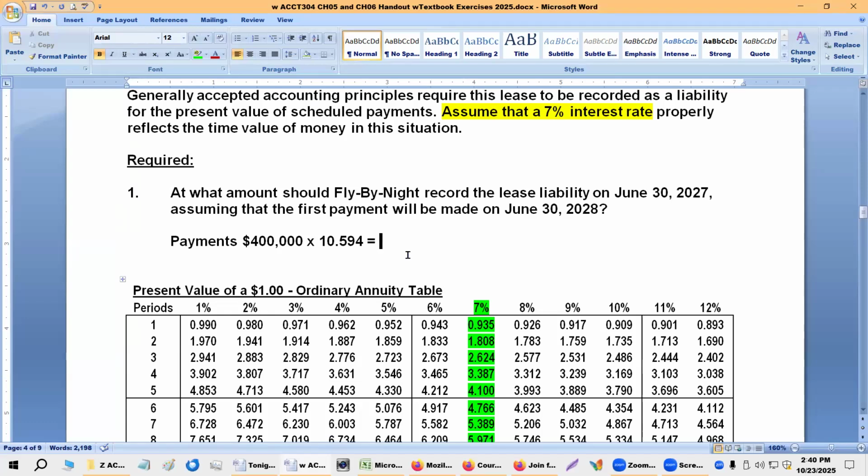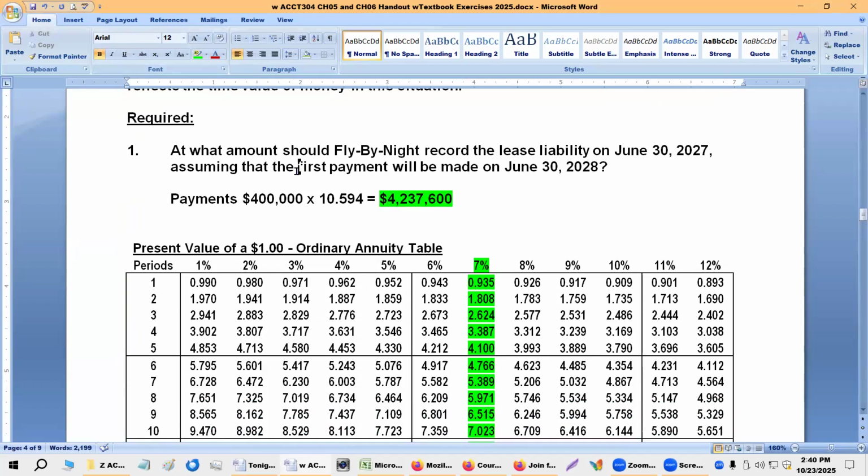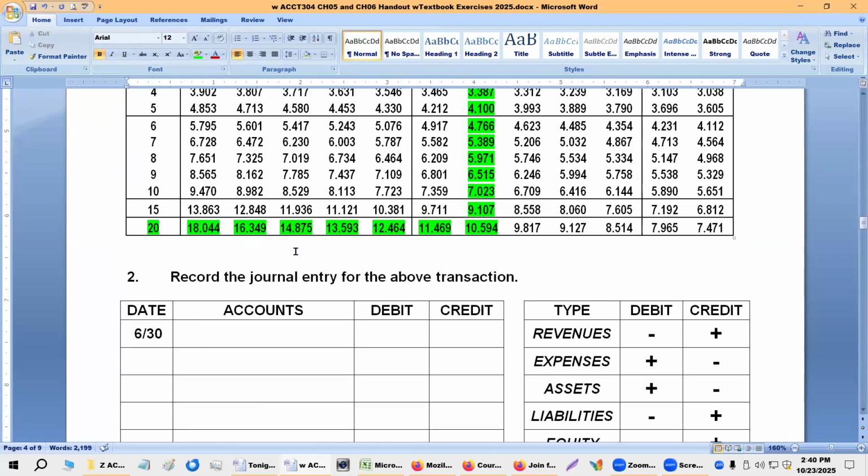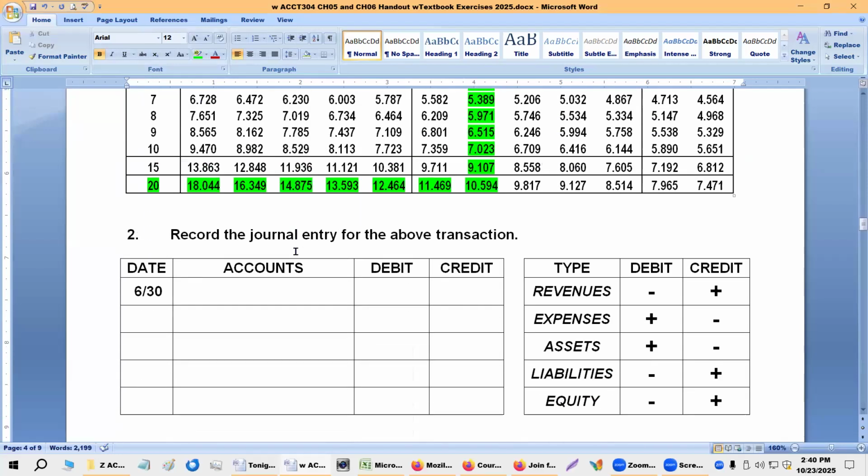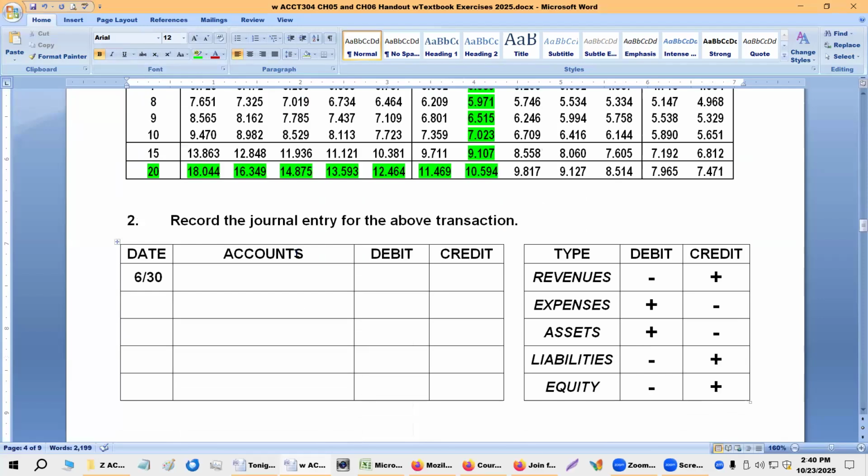All right, I got 4 million, 237,600. So this would be the liability on the books. That's probably not going to fit into our journal entry down here. We'll see if I can make it. Okay.